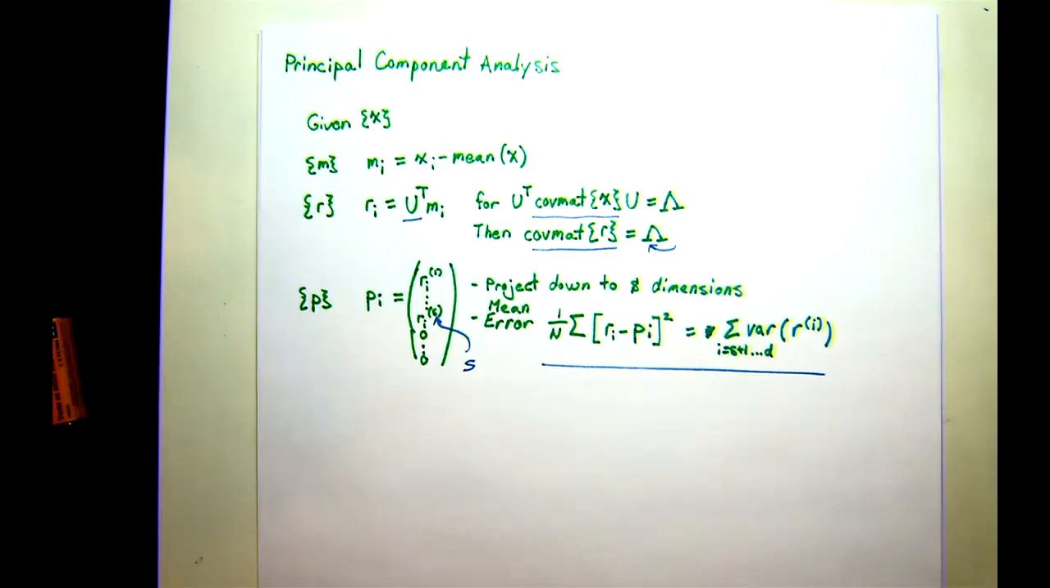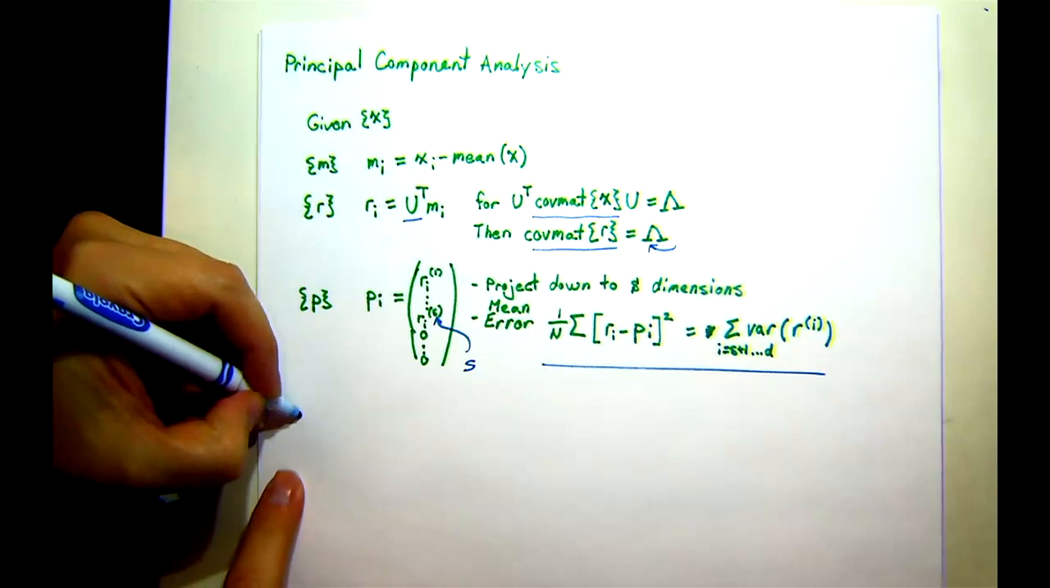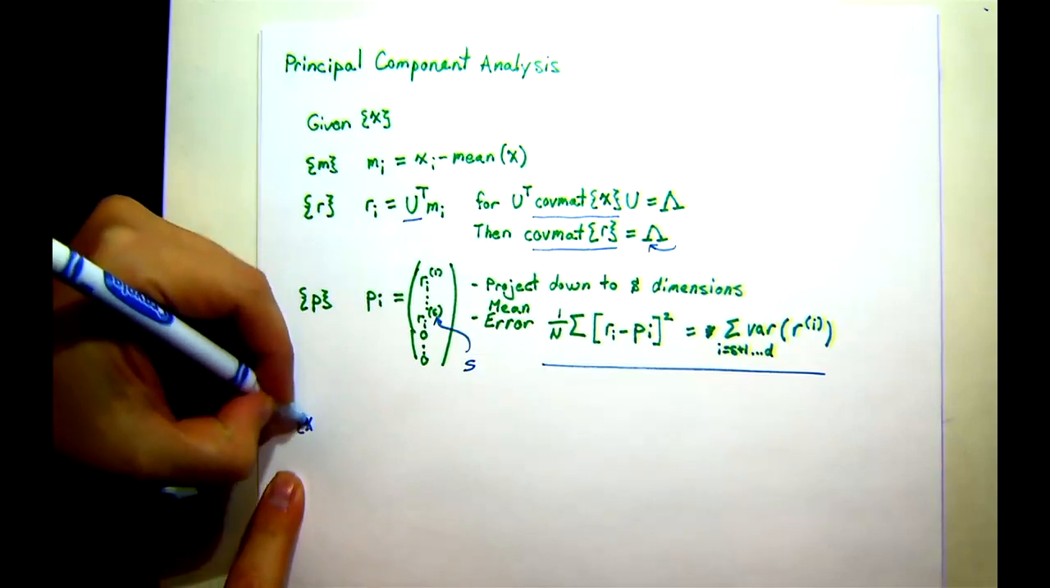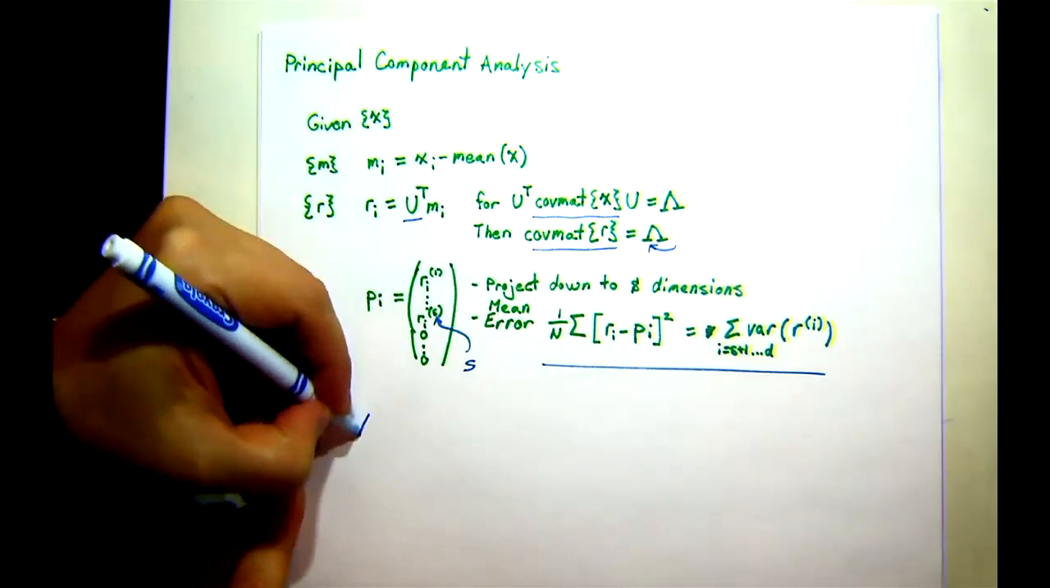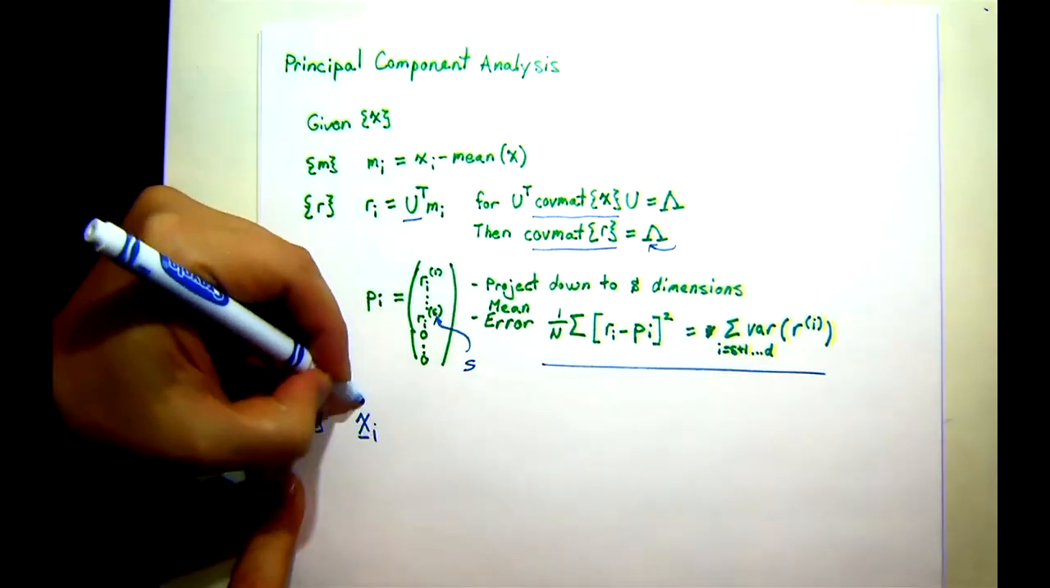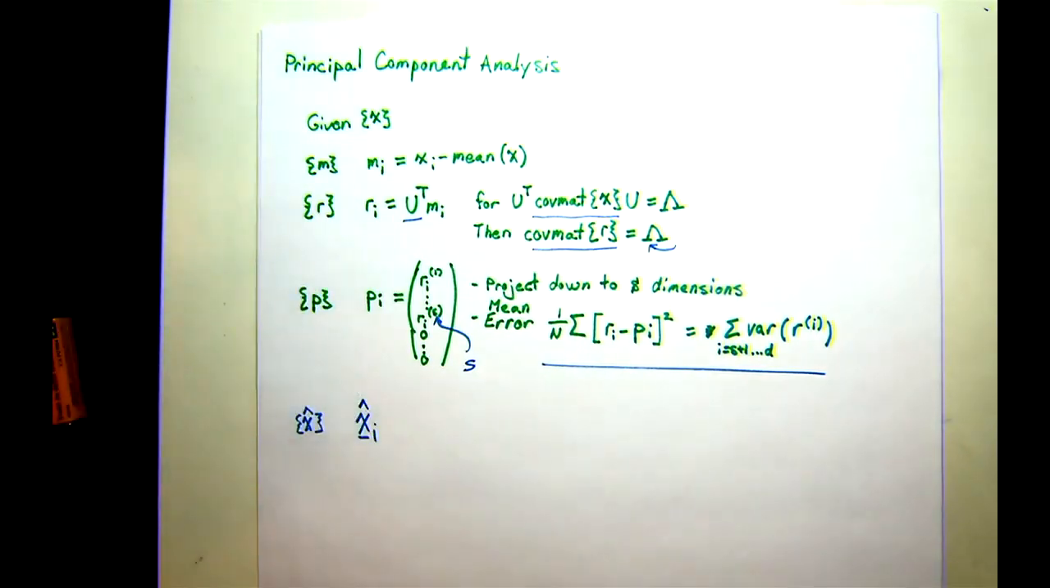Okay, so let's see. Then the last step we're going to do is form a new data set called x hat. This is going to be the projected data set in the original space. So we're going to take everything and rotate it back, move it back to where it was.